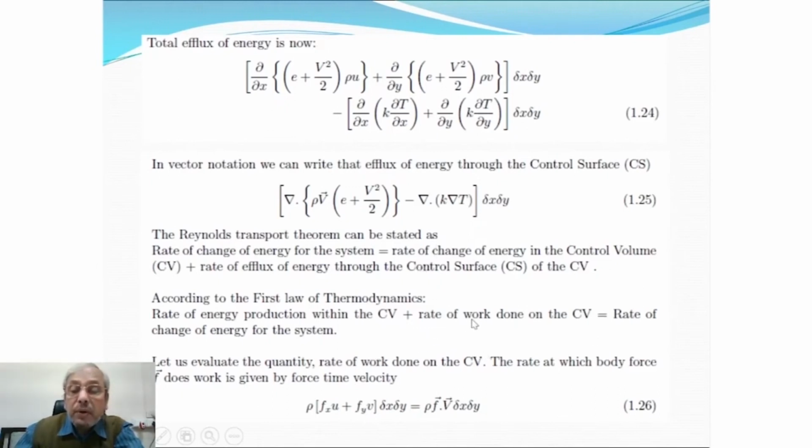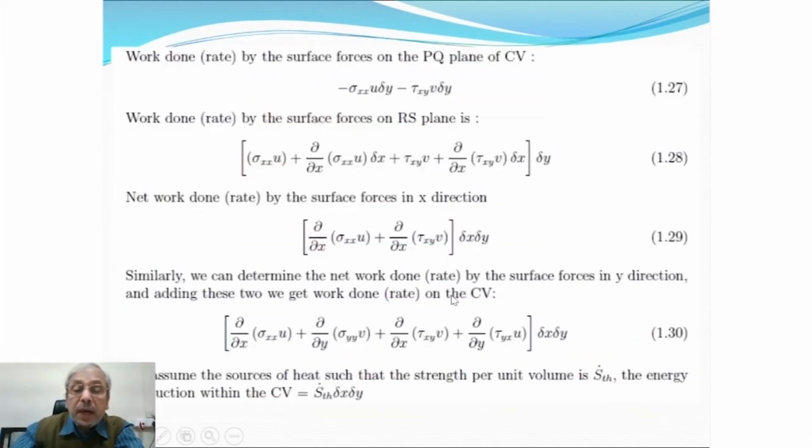And now we have found out the rate of work done on the control volume and the rate of energy production within the control volume. So basically, if we add them together, that is the rate of change of energy for the system. These two quantities and these two quantities we can directly equate now, and that is what we are doing.